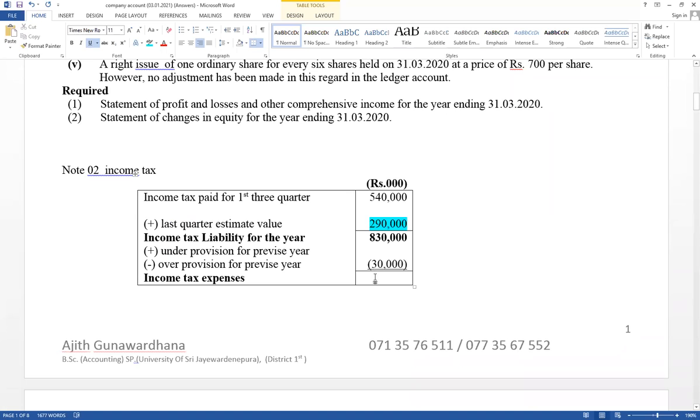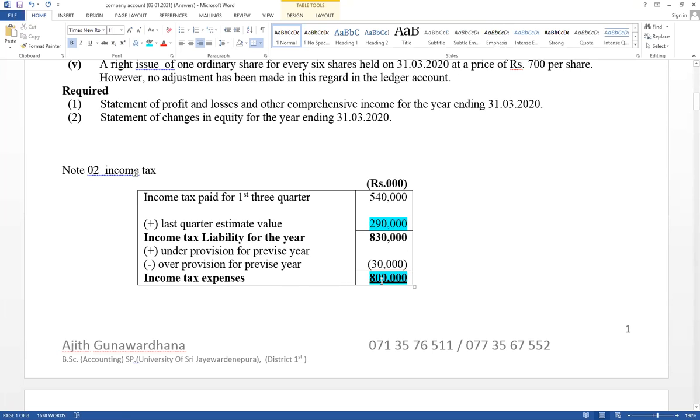Then take the answer: 830,000 minus 30,000. Therefore, this is the value that should be considered as income tax expense. Think how to disclose it in the financial statements. As income tax expense, 800,000 should be included, and only this year's last quarter estimate value should be included under current liability. 290,000 should be included under current liability. There are 2 marks available here: current liability 1 mark, and income statement income tax expense 800,000. Try to recognize how to calculate and how to disclose on the financial statement.